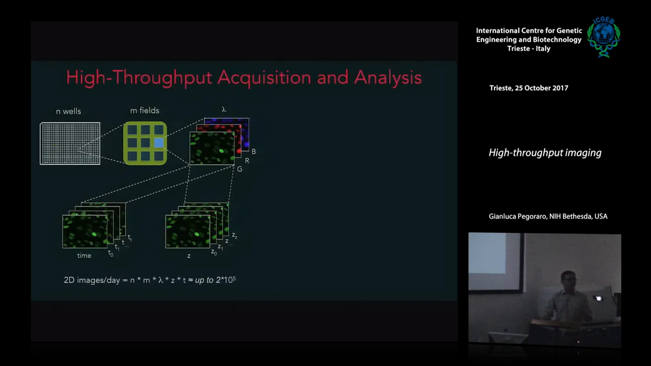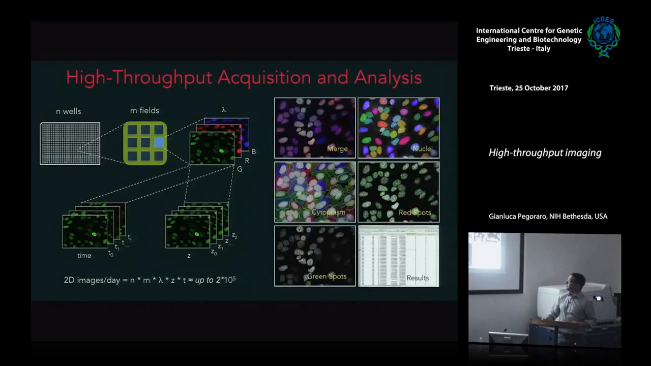Regardless of the approach chosen, and the approach, of course, is entirely dependent on the biological question that is asked, high-throughput microscopes can produce a very large number of images per day. Modern instruments can produce up to 200,000 images per day. And this means that in terms of image processing, in terms of extracting the information from these images, we cannot really rely on manual or semi-automated analysis.